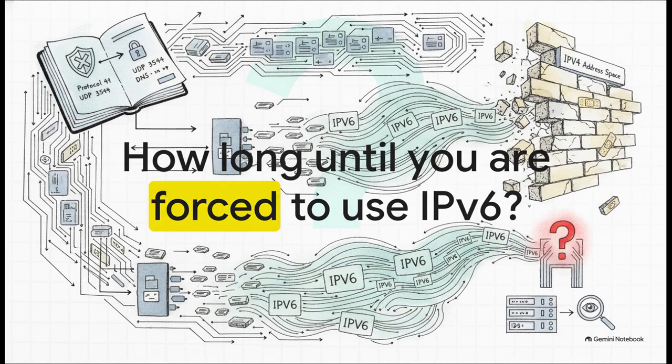So I'm going to leave you with this final thought. You've got the playbook now. You know exactly how IT blocks unauthorized IPv6 using Protocol 41, UDP 3544, and some clever DNS manipulation. But how long until you're actually forced to use it natively? As the global internet completely runs out of IPv4 space, your temporary band-aids are eventually going to have to come off. So, are your firewalls and intrusion detection systems truly ready to inspect native IPv6 when that day finally comes?